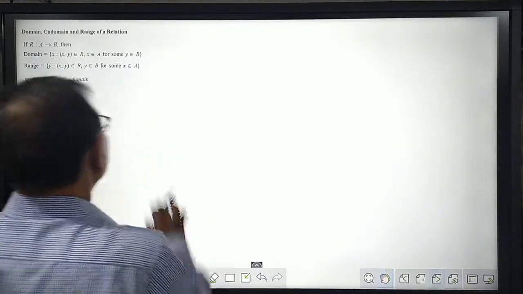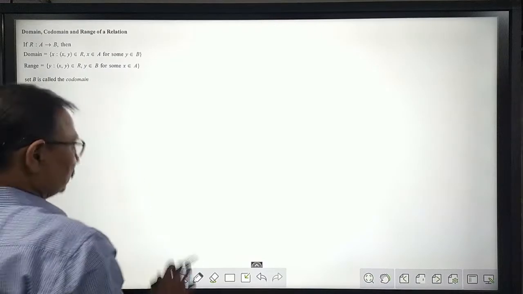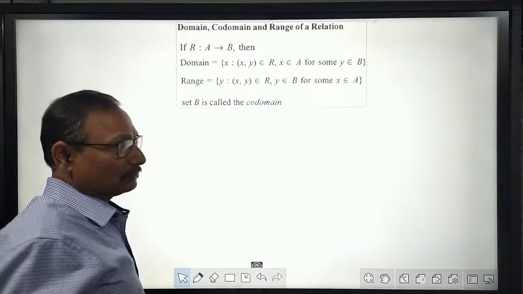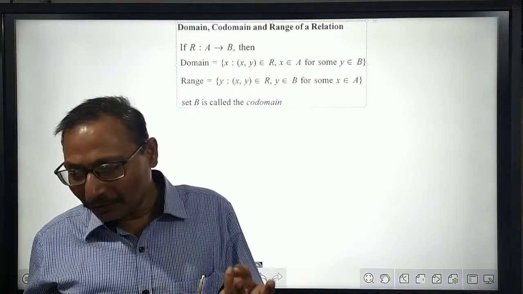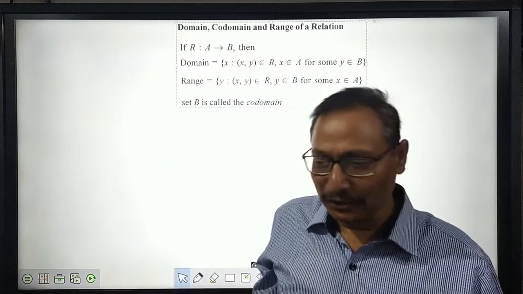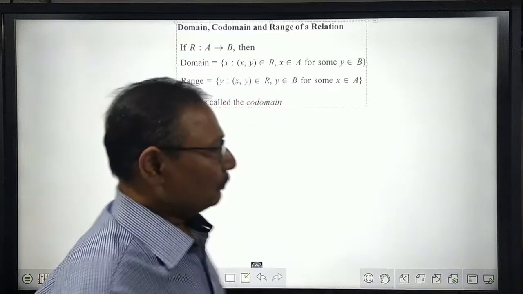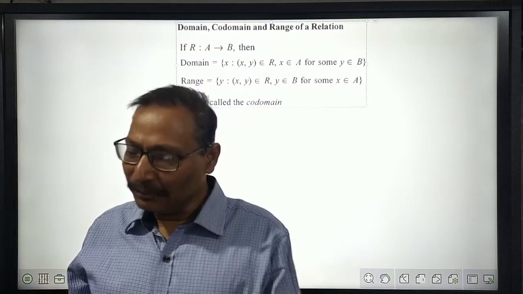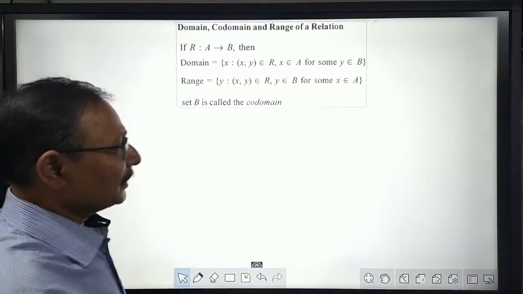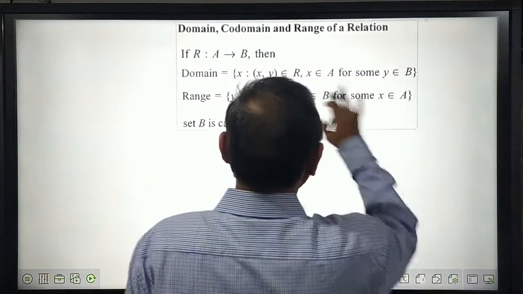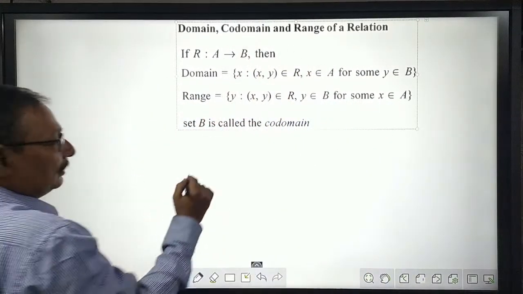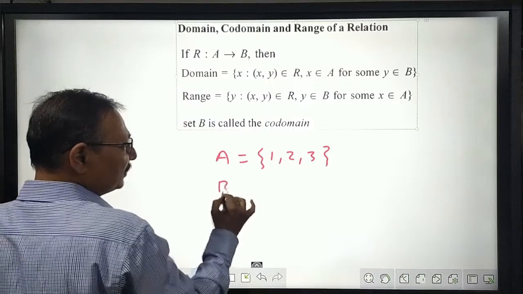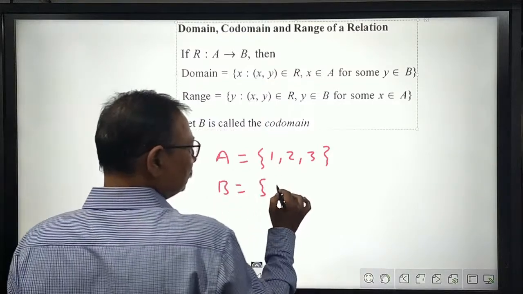Again, I am recalling some terms associated with relation. These terms are domain of a relation, codomain of a relation, and range of a relation. First of all, what are domain, codomain, and range? To make it clear, I am taking an example, and with the help of that example, I would like to explain the definitions of these. Suppose that A is a set of 1, 2, 3, and B is another set of 2, 4, 6.